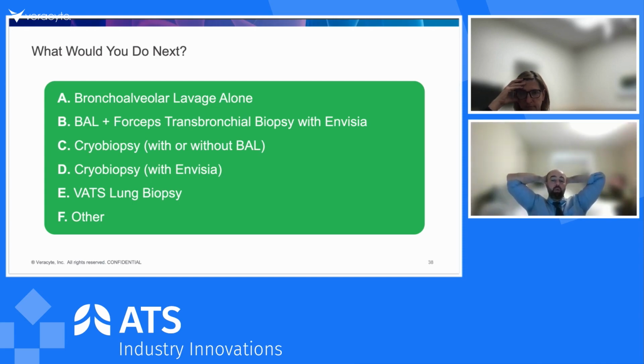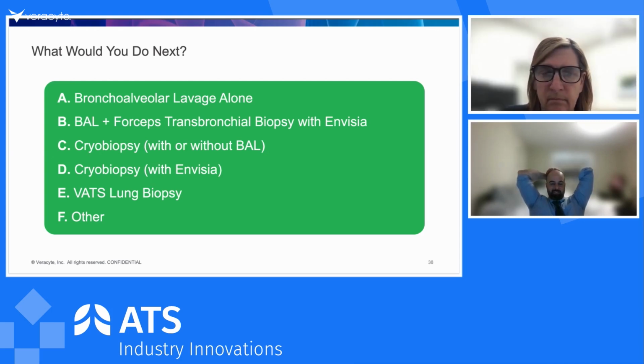However, a UIP pattern could be present with, for example, fibrotic NSIP or fibrotic HP. So I would have chosen a cryobiopsy with Envisia in this case, since I'm going to do a cryobiopsy, if the patient agreed on a cryobiopsy, rather than a cryobiopsy alone. But again, I don't think there's a correct or wrong answer here. The answer that was chosen for this patient was B, forceps biopsy with Envisia along with the BAL.